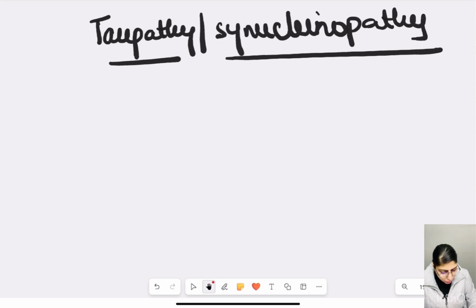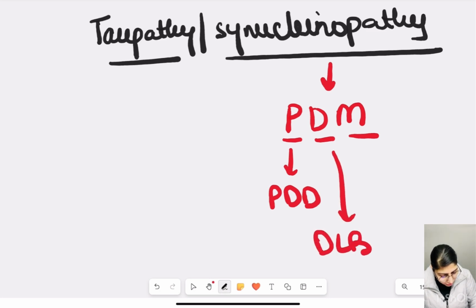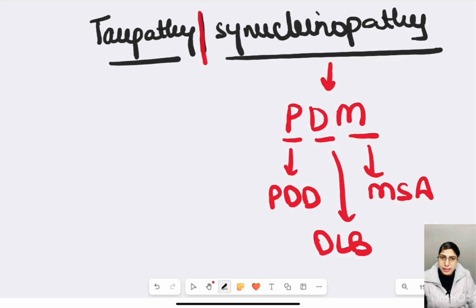So in order to remember what all dementias are tauopathies and what all dementias are synucleinopathies, again we have a mnemonic. So for synucleinopathies, the mnemonic is PDM. Padho Daro Mat. Right? So P stands for Parkinson's disease dementia. D is dementia of Lewy bodies. And M is multiple system atrophy, MSA. So PDD, DLB, MSA.